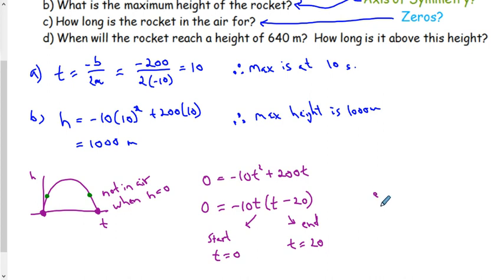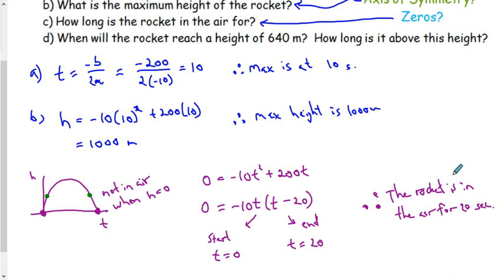So we can say from 0 to 20 seconds, it goes up and back down. So we can say, therefore, the rocket is in the air for 20 seconds.